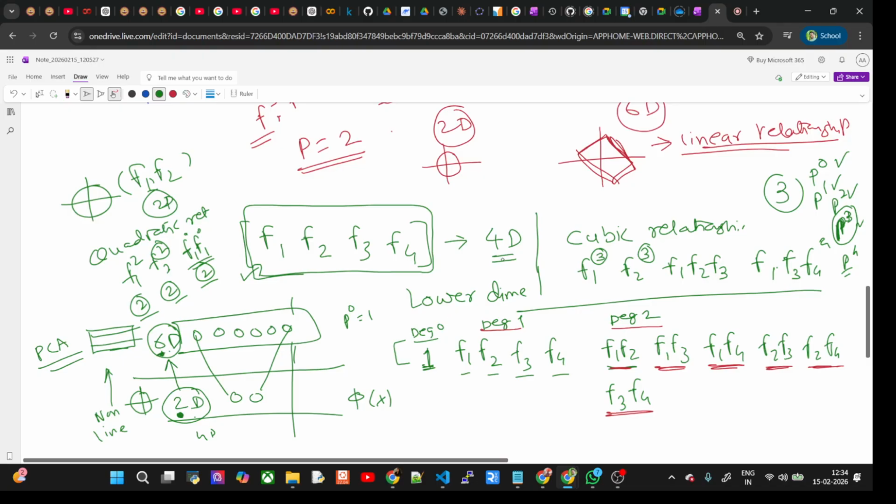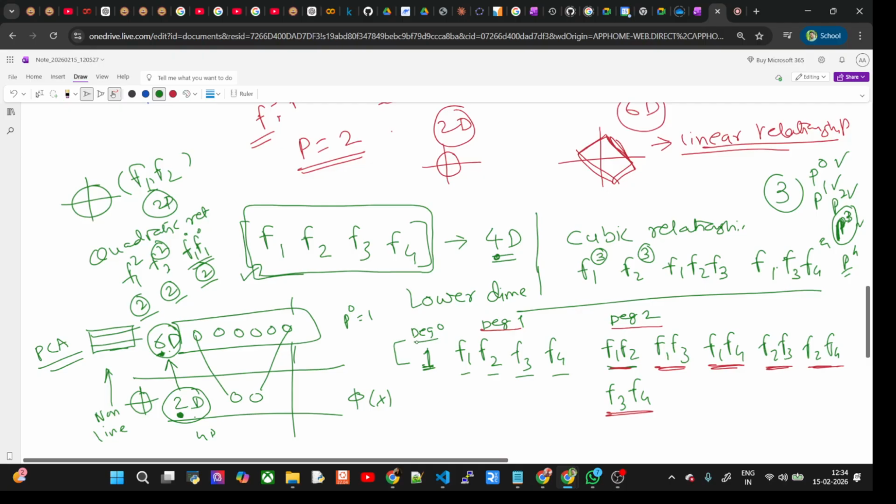But when it is 4D in the lower dimension, how many terms will there be in the higher dimension? That we are checking now. How many? Because you simply can't say I have 11 terms. No, you have to see how many terms will be there in the higher dimension. So that's what we are now calculating.